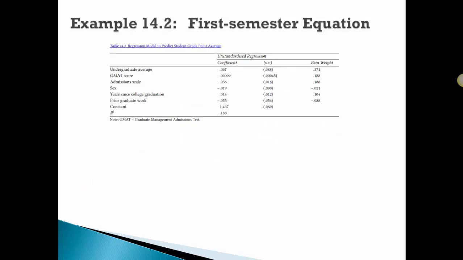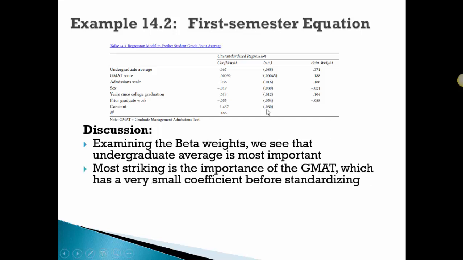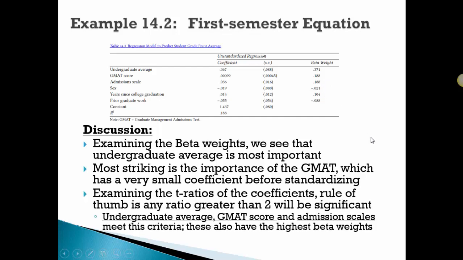So if we take a look at what we got, this was predicting the grade point average. And if you notice here, these are the unstandardized regression coefficients, and these are the standardized ones. And if you notice the beta weights, the undergraduate average is the most important, especially when we look here in the standardized where they're all on the same scale. The most striking is the importance of the GMAT, which really had a very small coefficient here, but when we standardize it, it now is the second most important, or tied for second place in terms of the most important when we look at the beta weights.